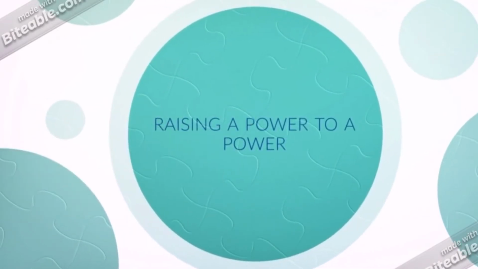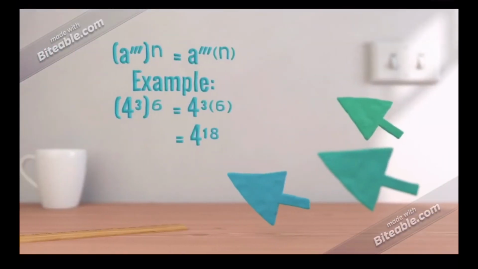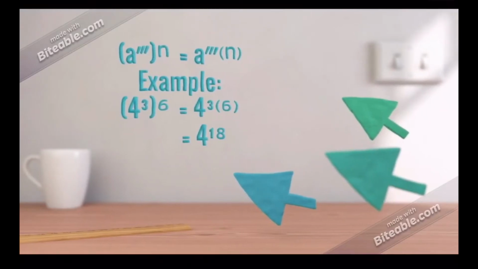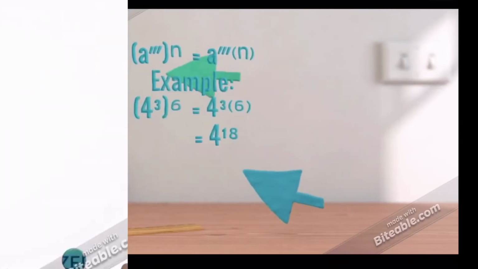Raising a power to a power. Here you just have to multiply the powers. So in this case, 4 to the power of 3, to the power of 6, will be 4 to the power of 3 times 6, so 4 to the power of 18.